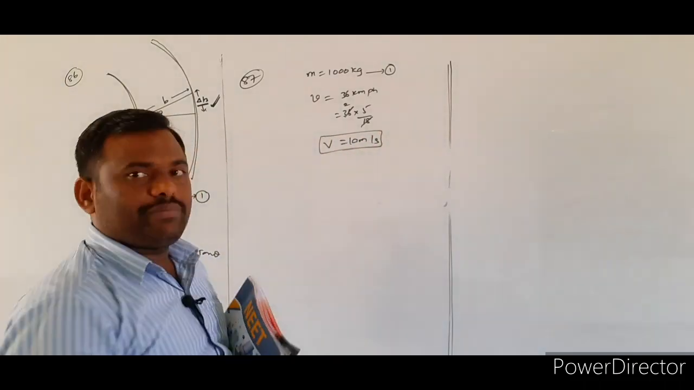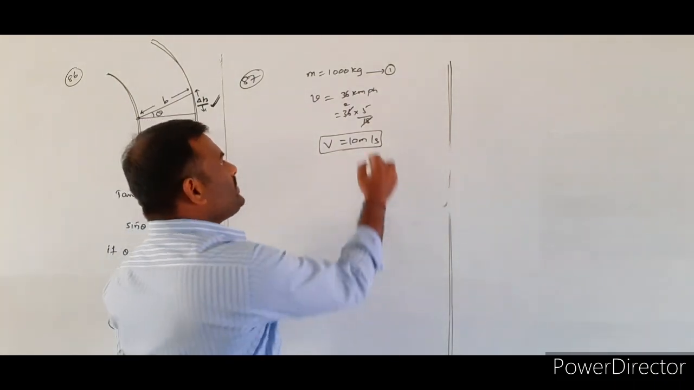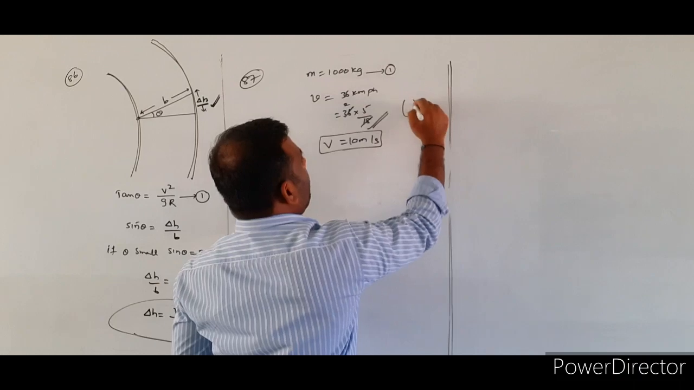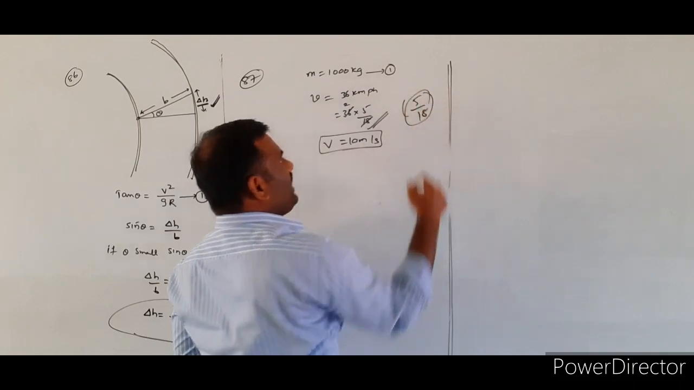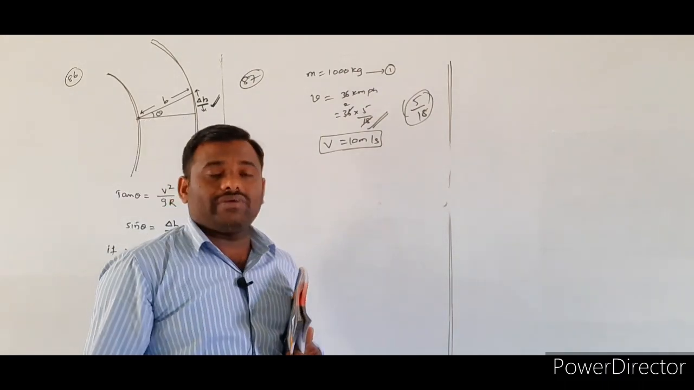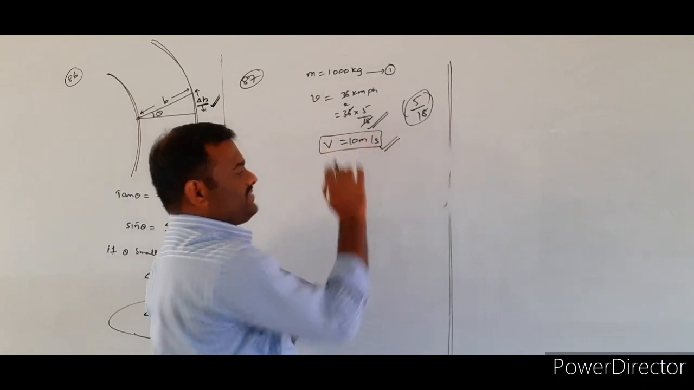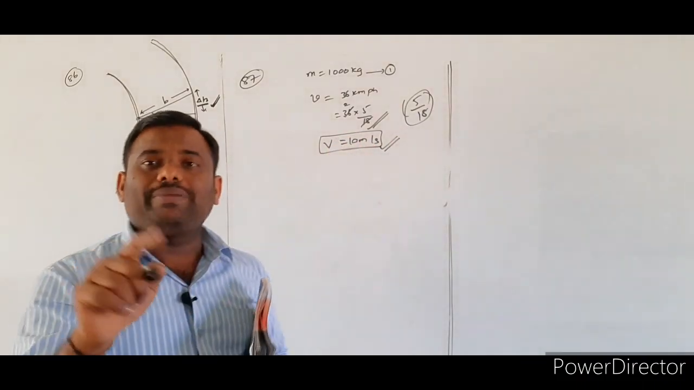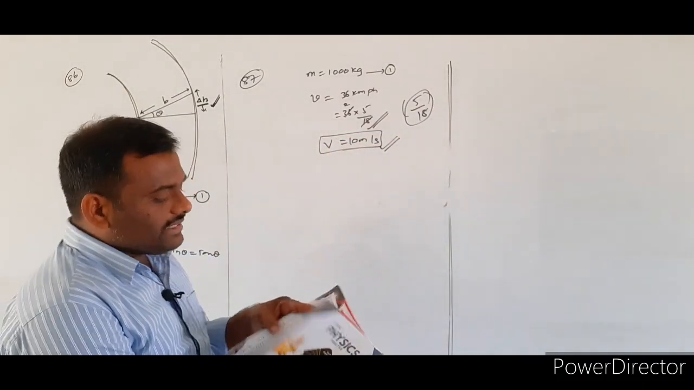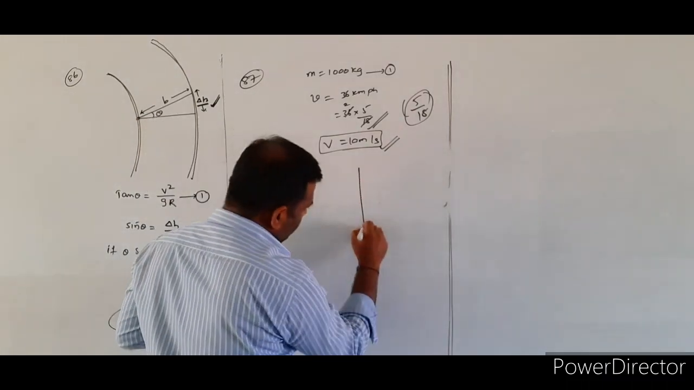Whenever kilometer per hour is given, to convert into meters per second, with which value do we have to multiply? 5 by 18. If you multiply the kilometer per hour value by 5 by 18, the required value will be in meters per second. Now, which type of path is considered? They consider an arc whose angle is equal to 90 degrees.